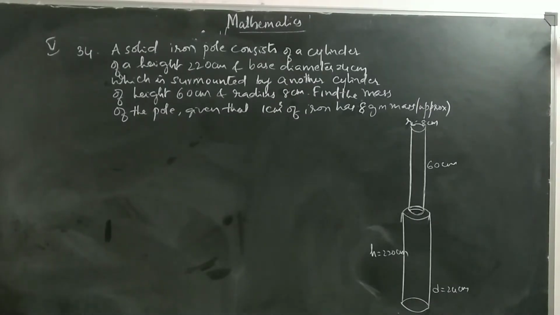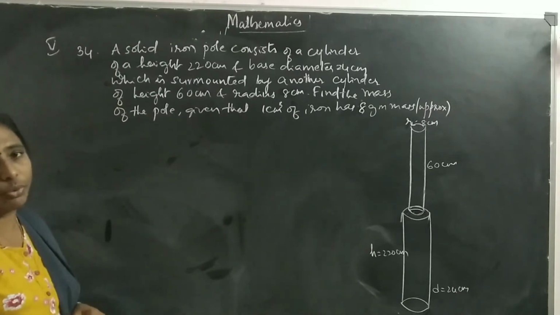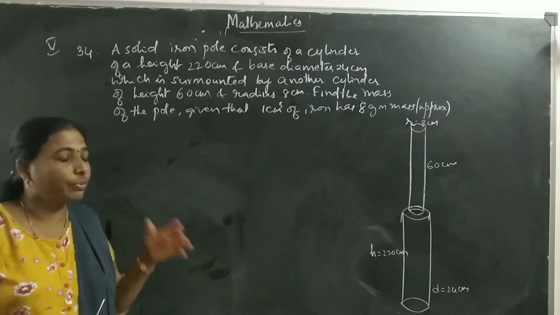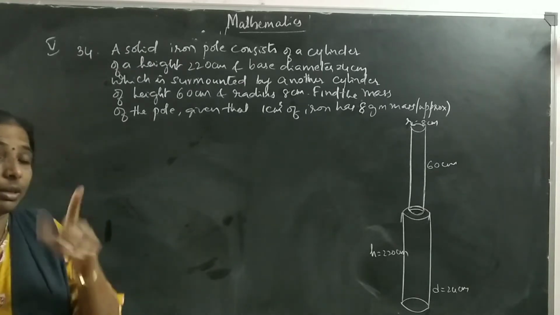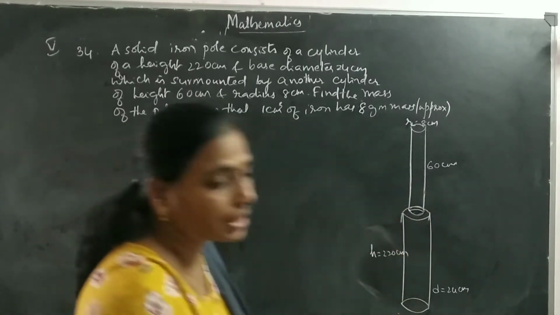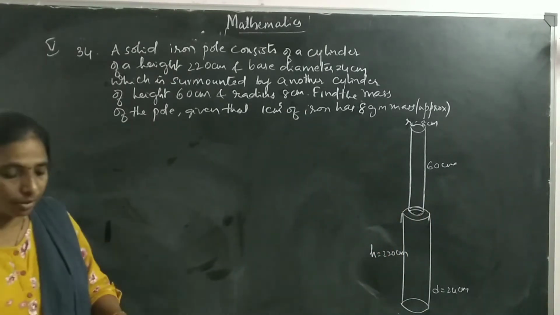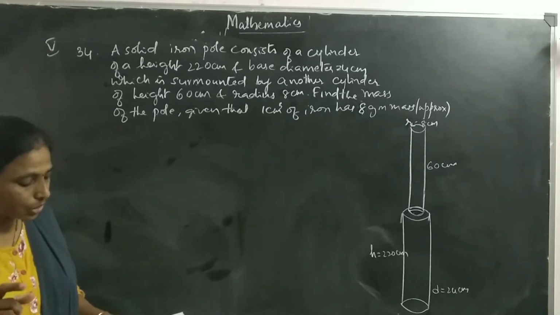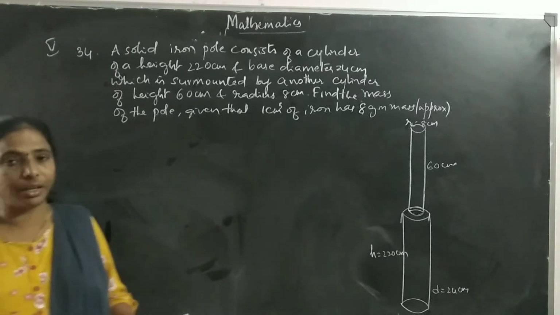So let us continue with 4 mark questions. 4 questions are there. For these questions, usually you get one question from surface areas and volumes. That is a must question. And one question usually you get solved graphically. And one more usually will be from quadratic equations.